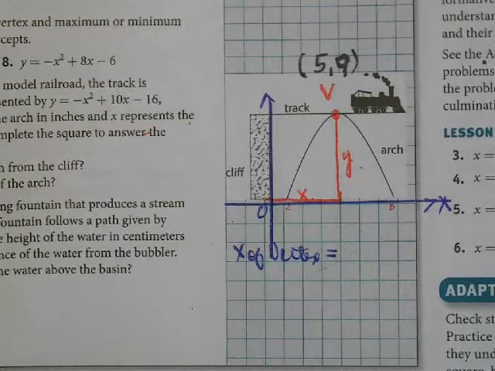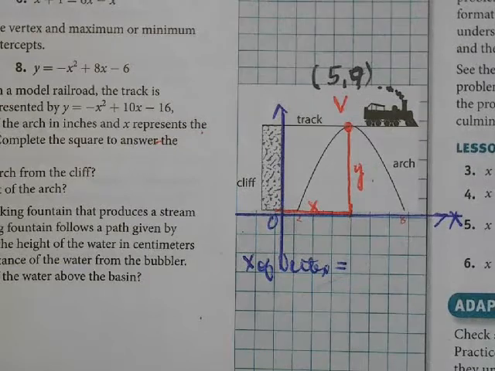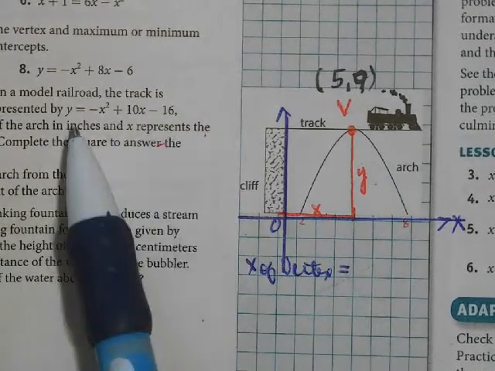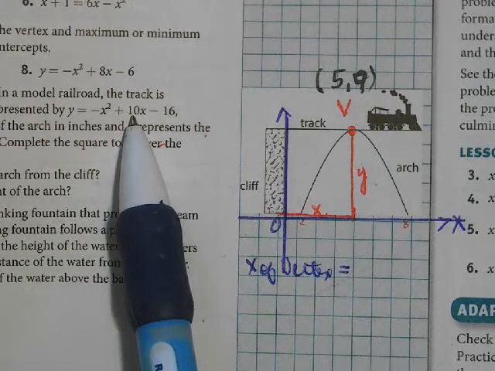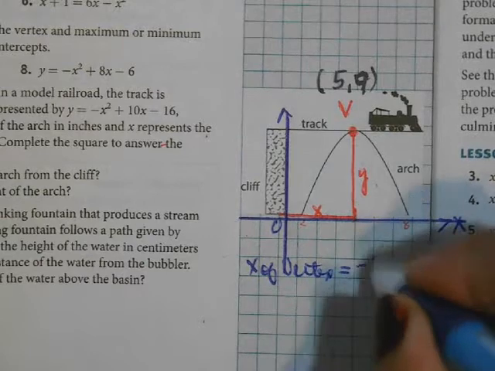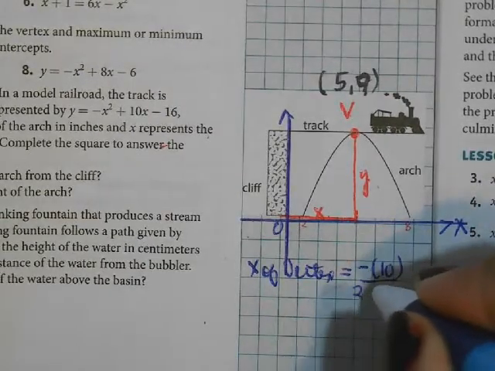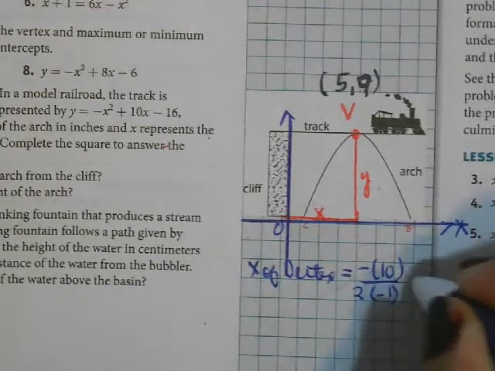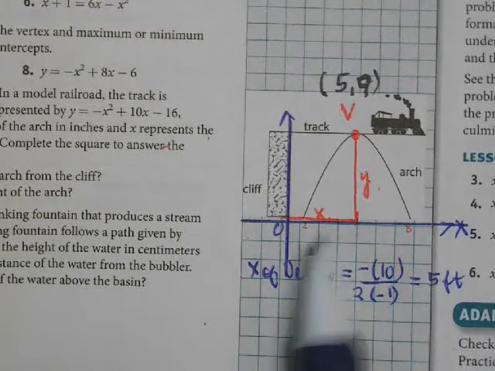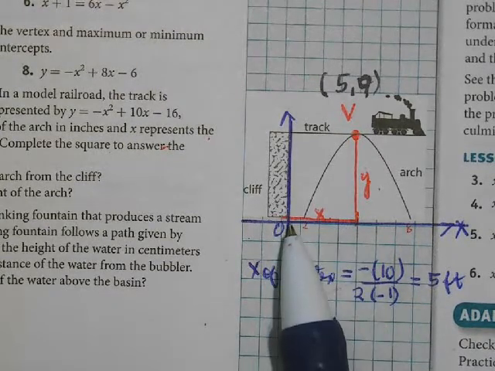Negative b over 2a, right? So negative b. Look at the equation here. B is 10. A is negative 1. So negative 10 over 2 times negative 1. So the answer is 5 feet. So the center of the vertex is 5 feet away from the cliff.